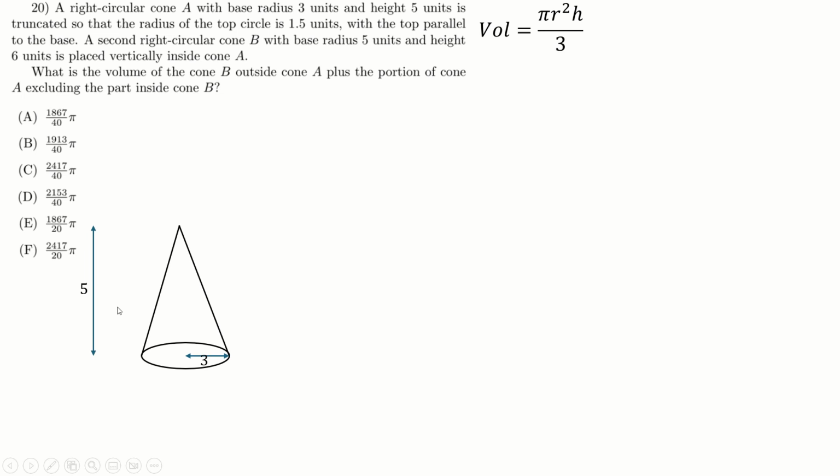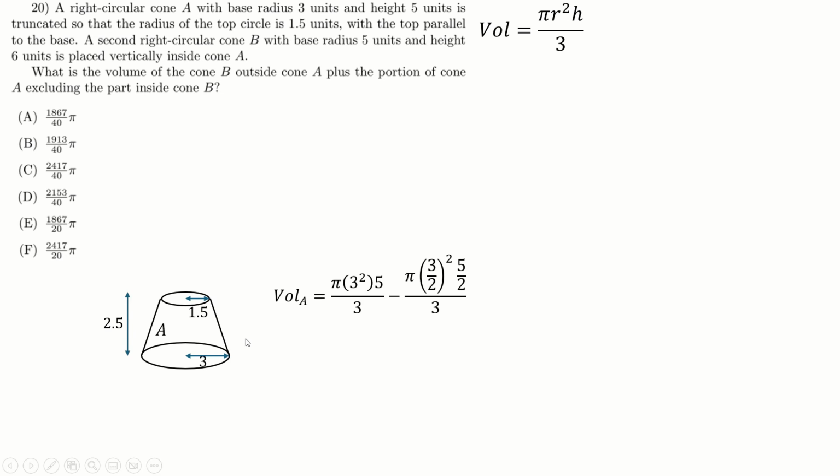Anyway, we've got 3 and 5 here. This is the first cone they're talking about. It's cut off, so its top circle is radius 1.5 like this. Now, if that's 1.5 across, because of the scale factor of half, obviously the height is now 2.5 rather than 5. And if we call this frustum A, we can work out its volume by doing the original volume, take away the cone that we removed.